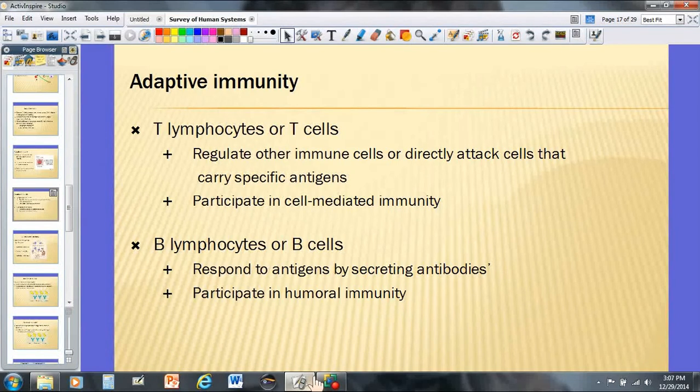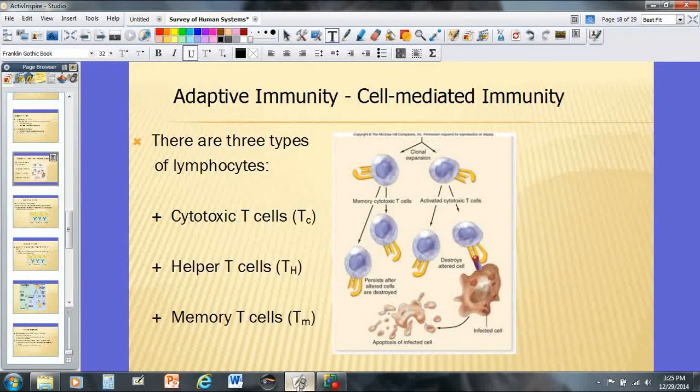There are two types of lymphocytes, T cells and B cells, and each of these lymphocytes responds to pathogens in their own way. The T cells will regulate or control the response of other immune cells or will directly attack the foreign body. These are a part of the cell-mediated immunity system. B cells will respond to the antigens by secreting antibodies, and they are found in the humoral immunity process. We're now going to look at the adaptive immunity system and start with the cell-mediated immunity process.